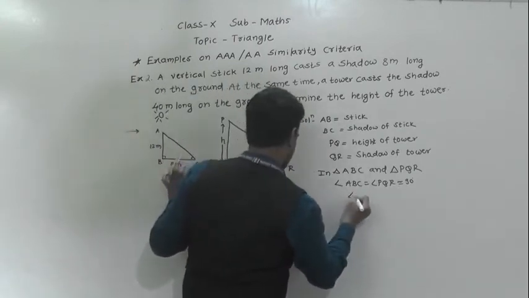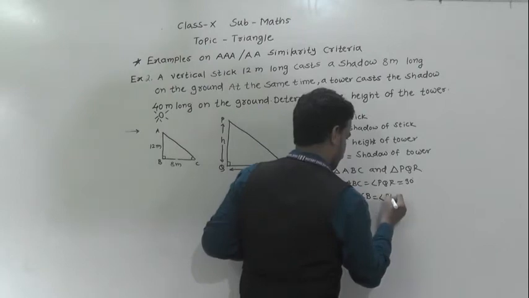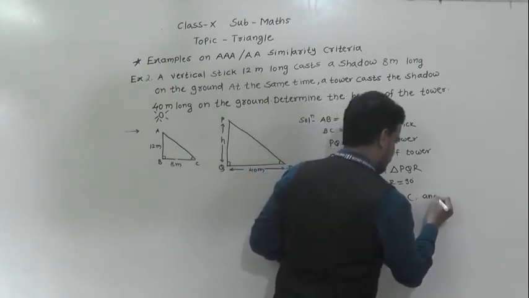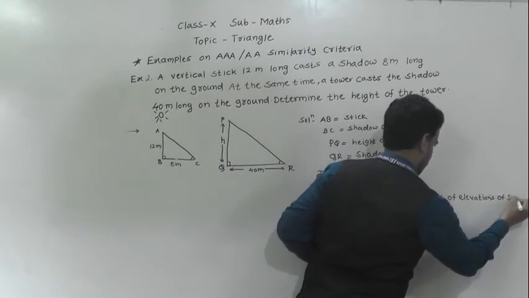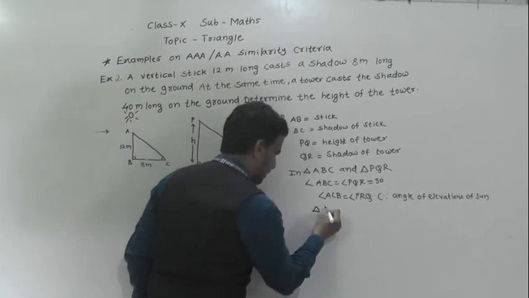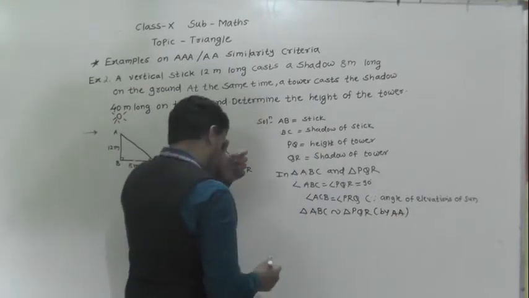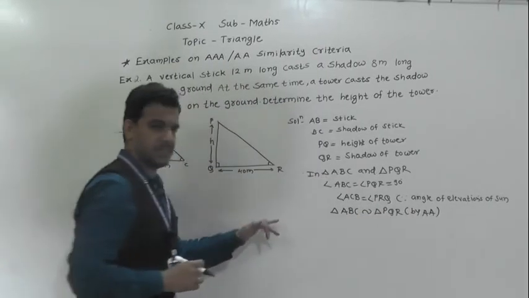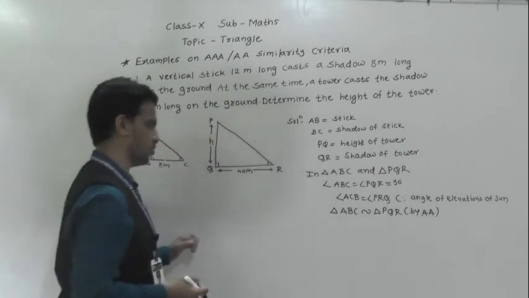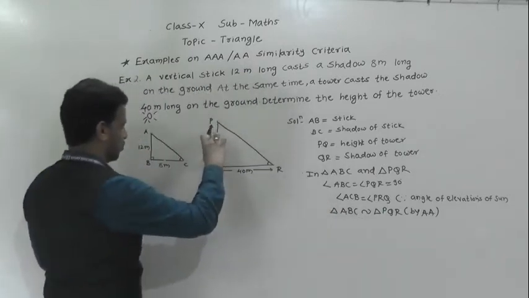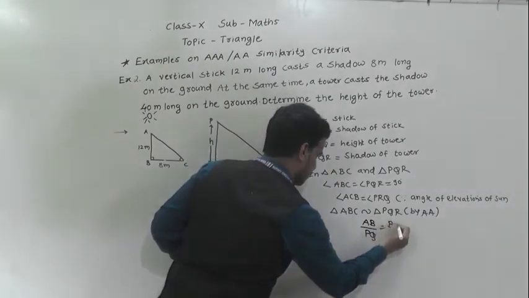After that, angle ACB is equal to angle PRQ. We have to write the reason here: angle of elevation of sun. And therefore we can write triangle ABC is similar to triangle PQR by AA criteria. Now, if two triangles are similar, we know the basic definition of similarity: corresponding angles are equal and corresponding sides are proportional. So we write corresponding sides. Now we want PQ, so I am writing AB by PQ is equal to BC by QR.